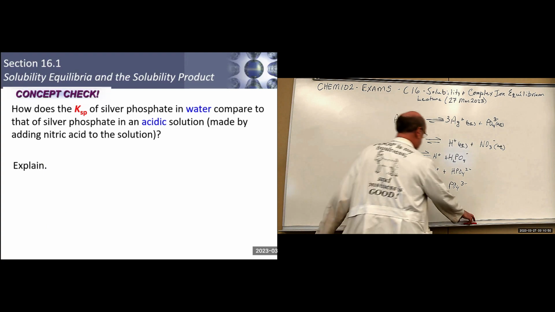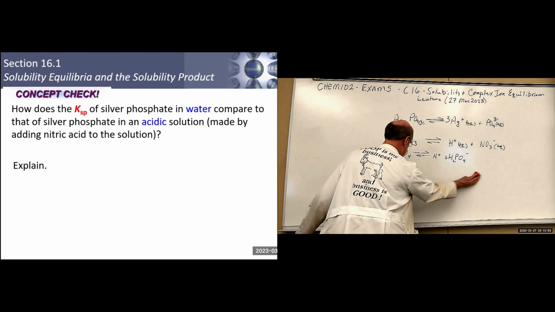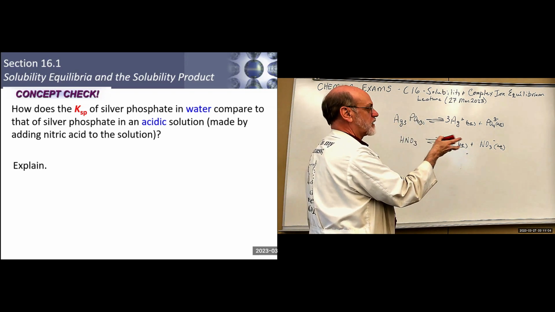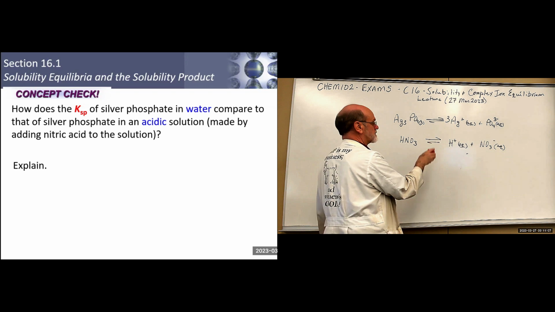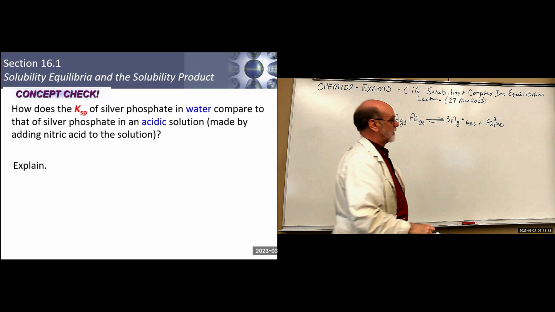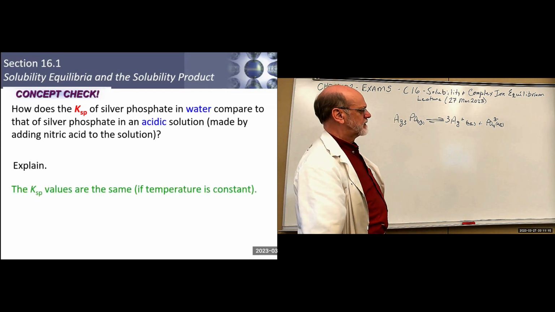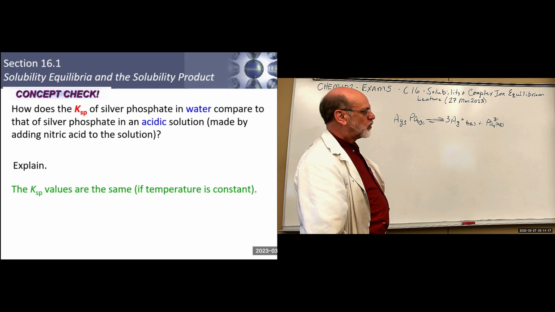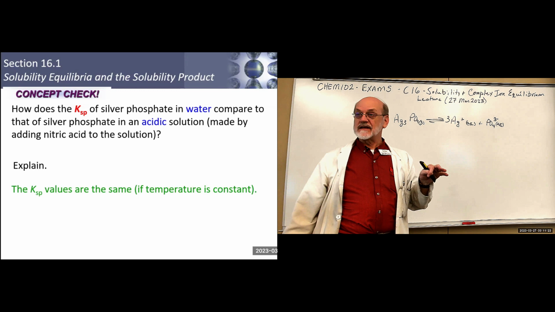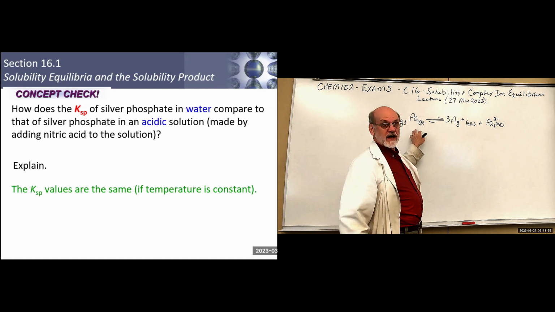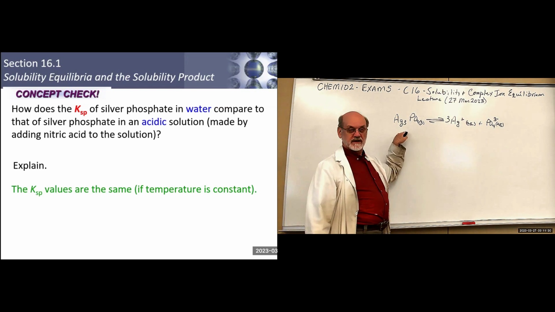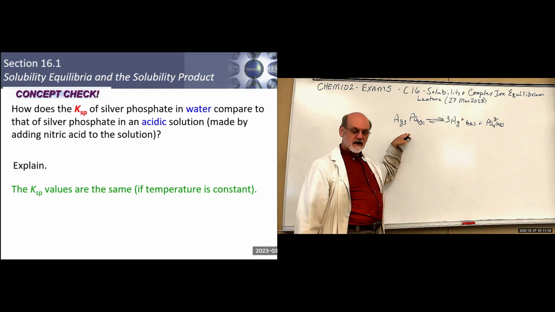So what is the solubility of silver phosphate in water compared to silver phosphate in acidic solutions like nitric acid? All right, let's see. We did phosphate before, didn't we? Well, excuse me. That wasn't the question. It wasn't the solubility, it's the K. The K value for this reaction is constant. Solubility may change, but the K never does. As long as the temperature is constant, the K is constant.